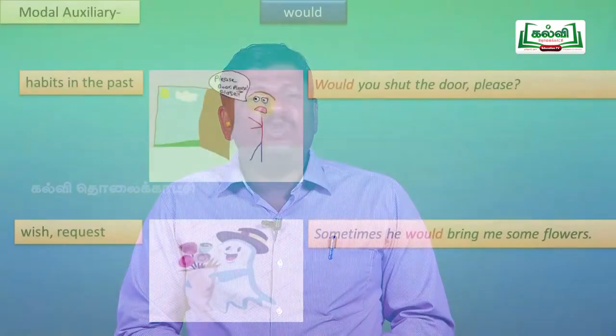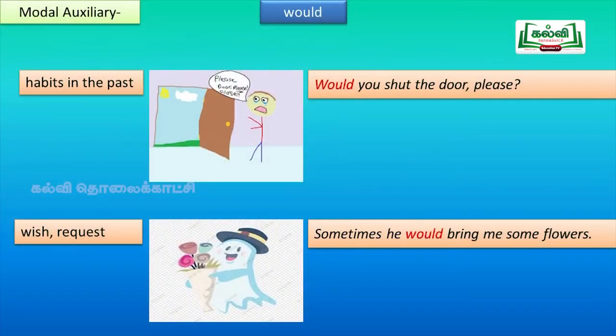Coming to the next one, would. Look at the usage. Would is used for habits in the past, as well as to show a wish or request. Look at the sentence. Would you shut the door, please? And look at the second sentence. Sometimes he would bring some flowers. Right. I think you have got a clear view about the usage of shall, should, will, and would.